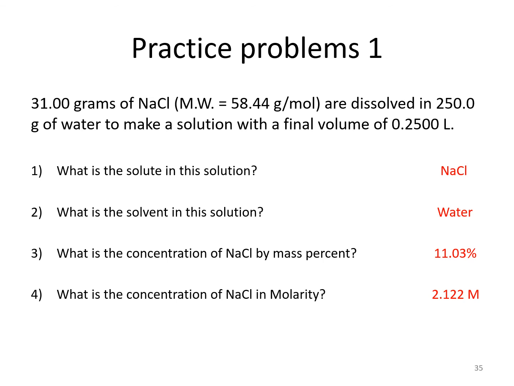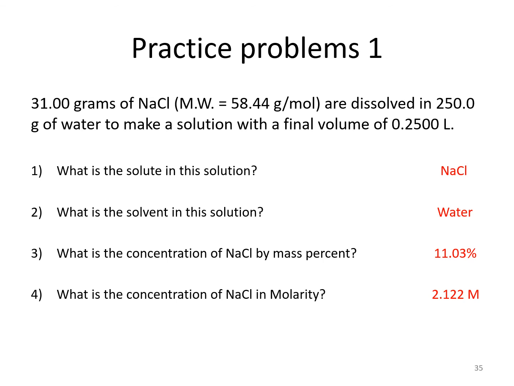Okay, so I'm going to break with tradition here a little bit, and I'm going to work all four of these problems with you guys. So here we have 31 grams of sodium chloride, molecular weight 58.44 grams per mole, are dissolved in 250.0 grams of water to make a solution with a final volume of 0.2500 liters. So it appears that all of our numbers are in 4 sig figs. Keep that in mind for later.